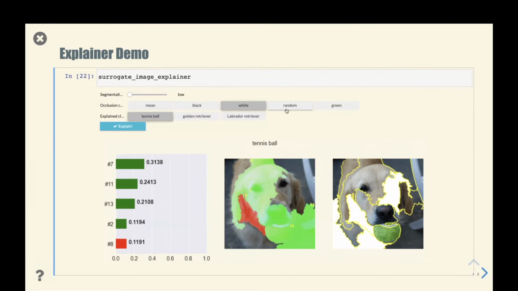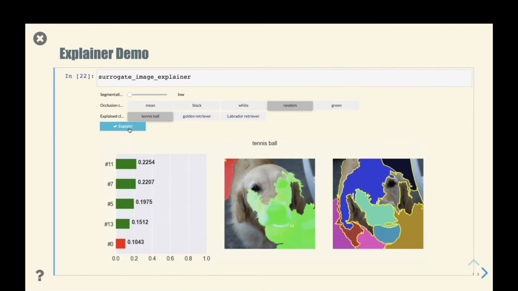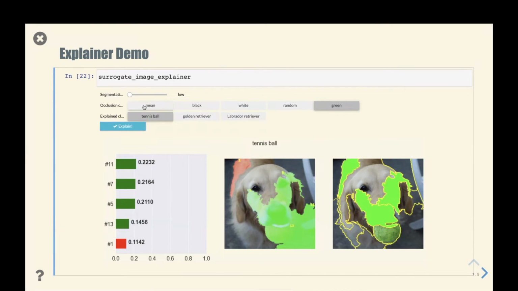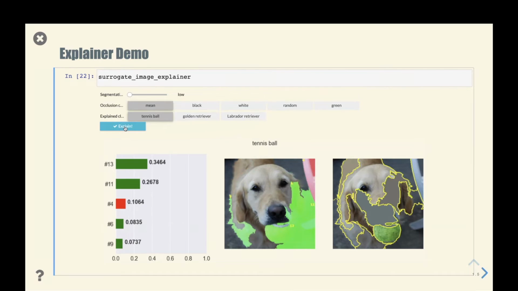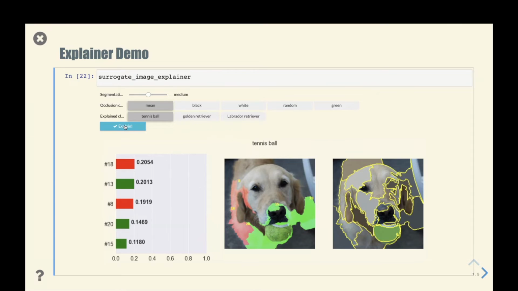So this means that choosing different color, and here it's for random color, generates different explanations. So you need to make sure that you know what you're doing when choosing the occlusion color when building your surrogate explainer of image data. Another interesting aspect of this explainer is the granularity. So if I change the granularity from low to medium, so we'll get more segments here to the right, you again see that the explanation changes.